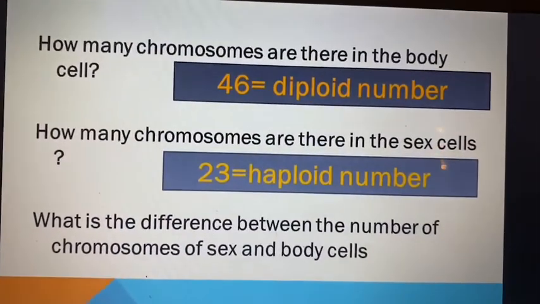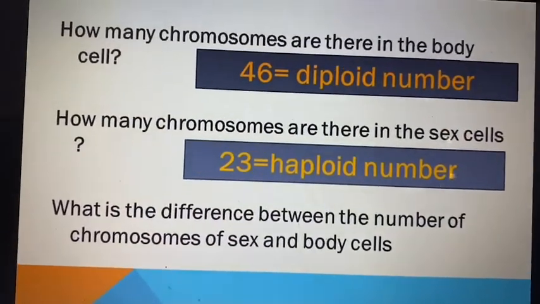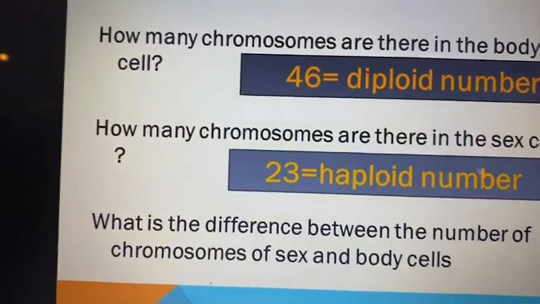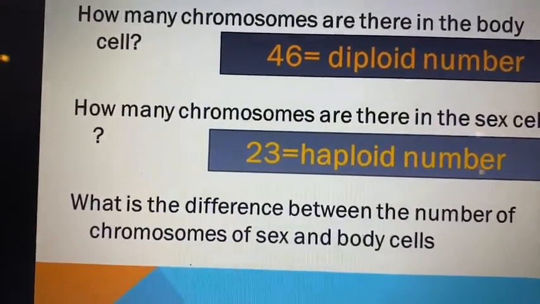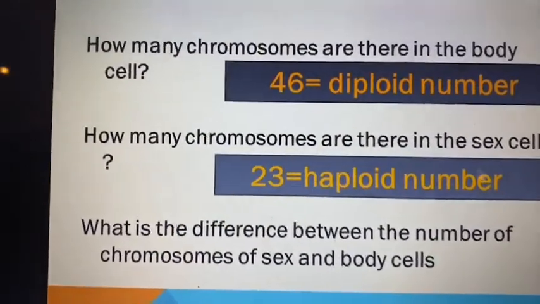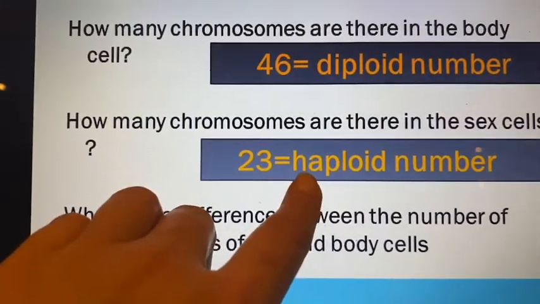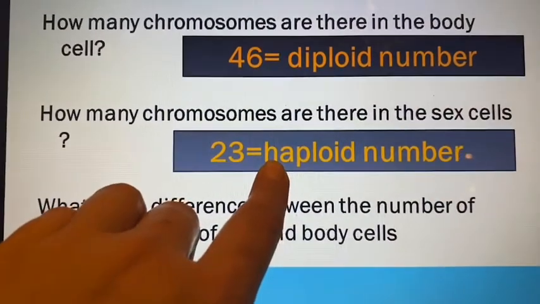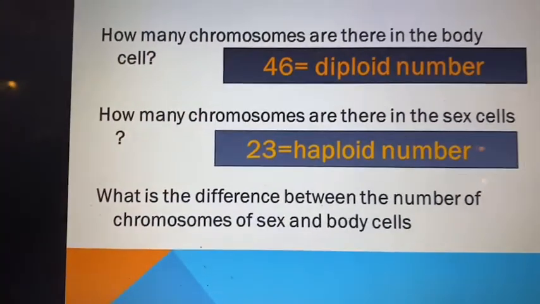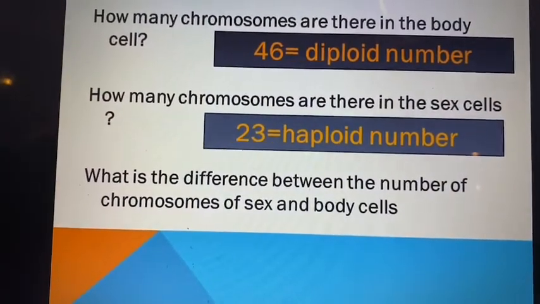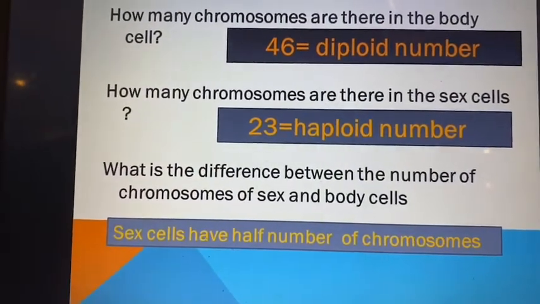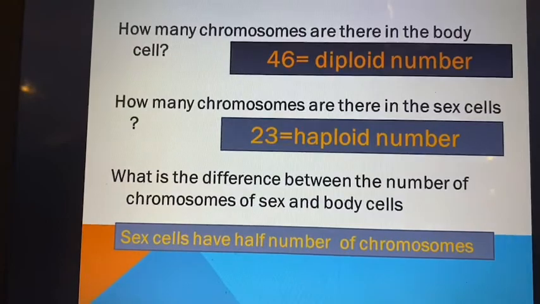While how many chromosomes are in the sex cells? You know that it has half number of chromosomes. The sex cells have half number of chromosomes, 23 single chromosomes, or the so-called haploid number. Haploid means half number. Okay, diploid means double the number. Okay. What is the difference between the number of chromosomes in the sex cells and in the body cells? In the sex cells, they have half number of chromosomes in the body cells.